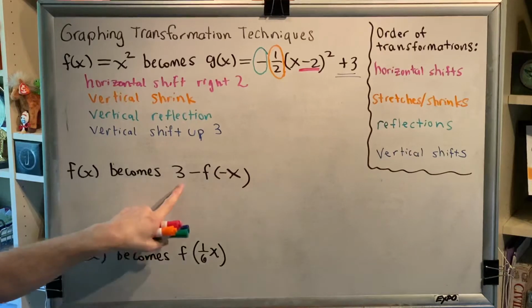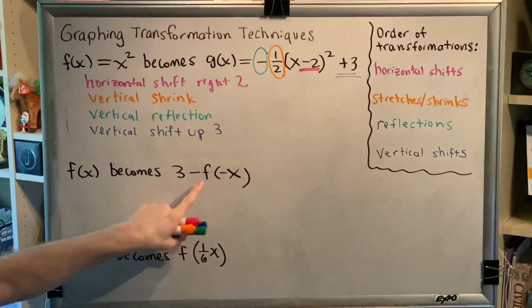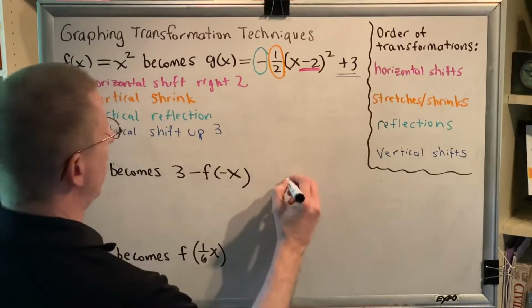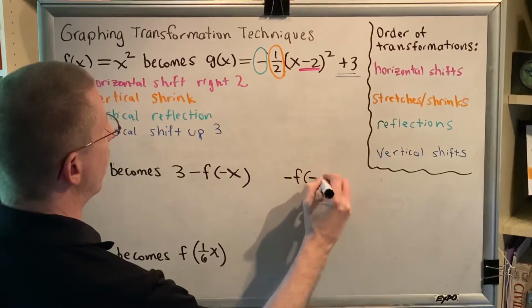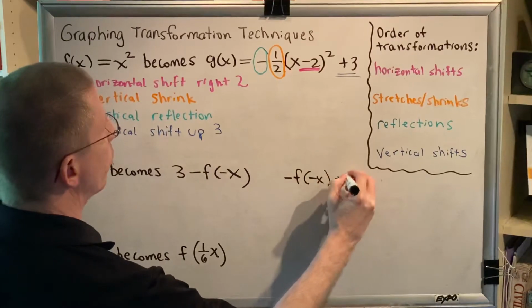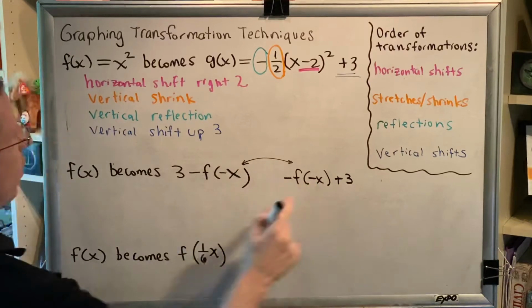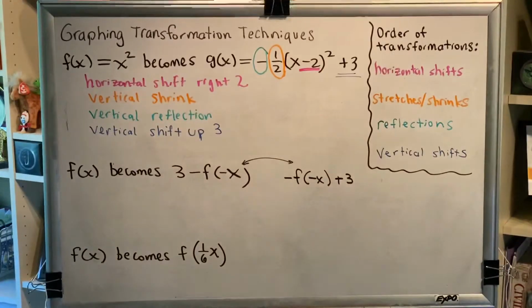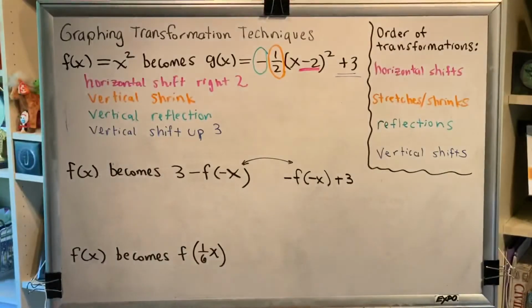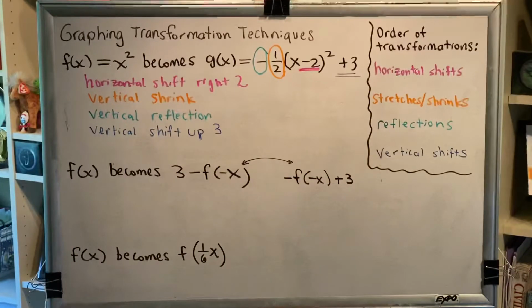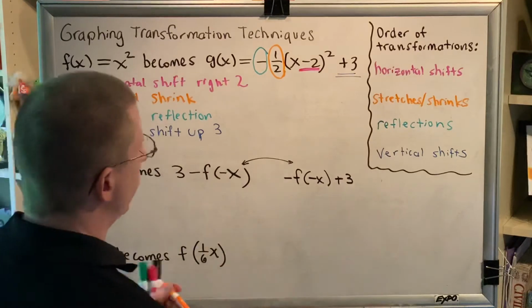With this next one, it might make it a little bit easier to swap the order of these two terms. Another way to write this would be -f of -x plus 3. The fact that these are equal to each other makes the problem just a little bit easier to see the transformations. Okay, let's go through it together. So, horizontal shifts, we're looking for adding or subtracting inside close to x. We don't have any of that. Stretches or shrinks, we're looking for multiplication by a positive number. We don't have any of that.